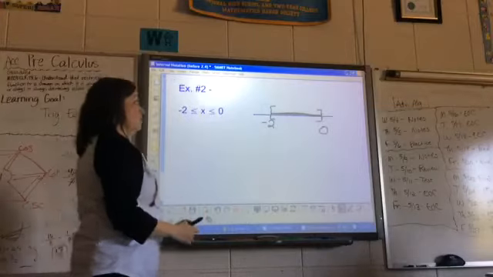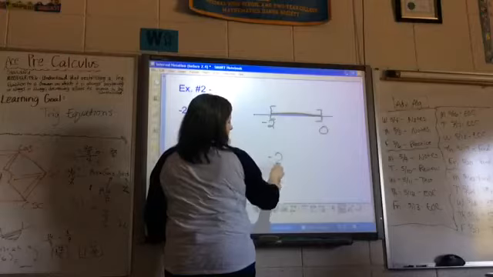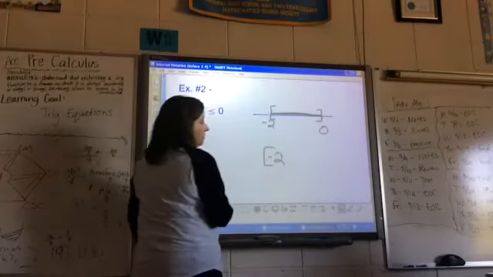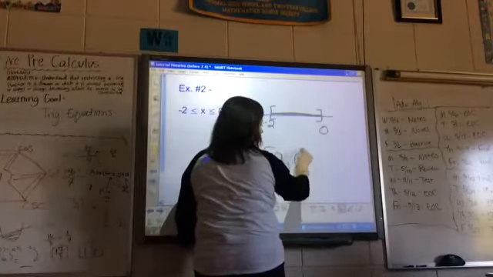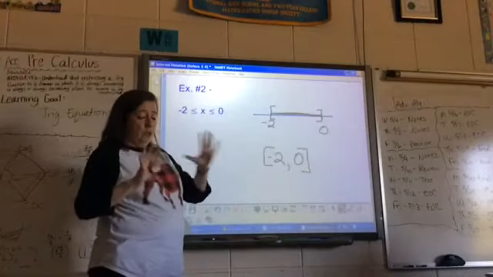Now, interval notation is easy once you've got the graph, so you just kind of rewrite it. So I'm starting at -2, and I've got a bracket on it, and I'm going to 0, which also has a bracket. So that would be the graph and the answer done.